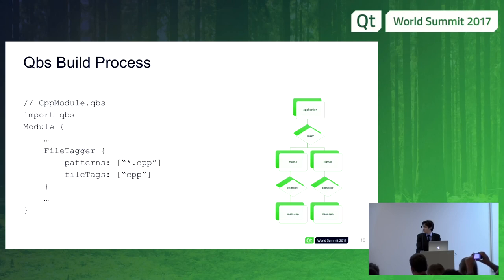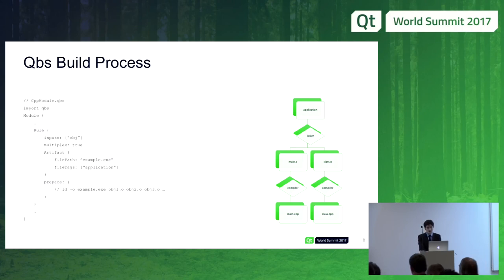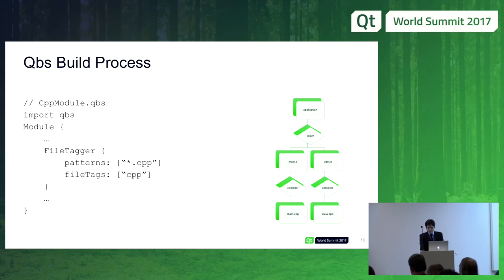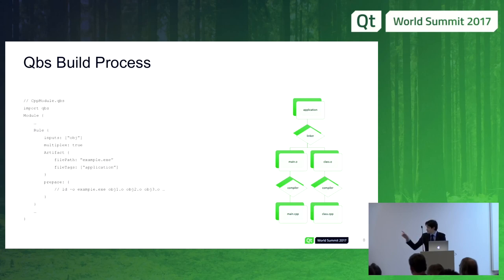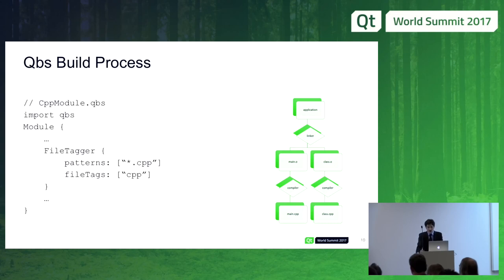So back down the build tree, for each of the CPP files, the compiler rule will be invoked twice, once for each file, producing a separate object file for each one. Then the linker rule from two slides ago here will be invoked. One thing to note, there's a multiplex true property there, and this means that instead of producing one output per input and invoking the rule multiple times, it'll actually collect all of its inputs and invoke the rule only once to produce the final application object.